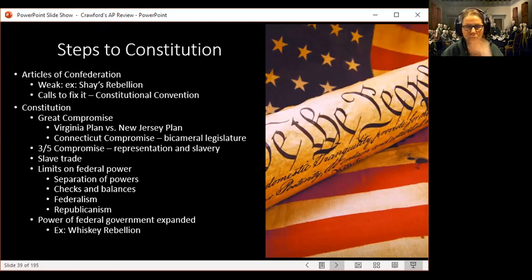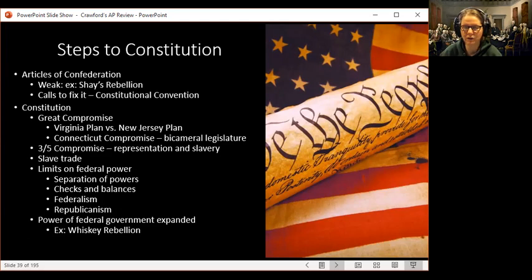That was incredibly important because it's what allows the Constitution to go forward to begin with. We first have the Virginia Plan. The large states are arguing how they should be represented, and they say it should be based on population. We have the New Jersey Plan. They argue no, it should be equal representation. Every state should get the same amount of representation.